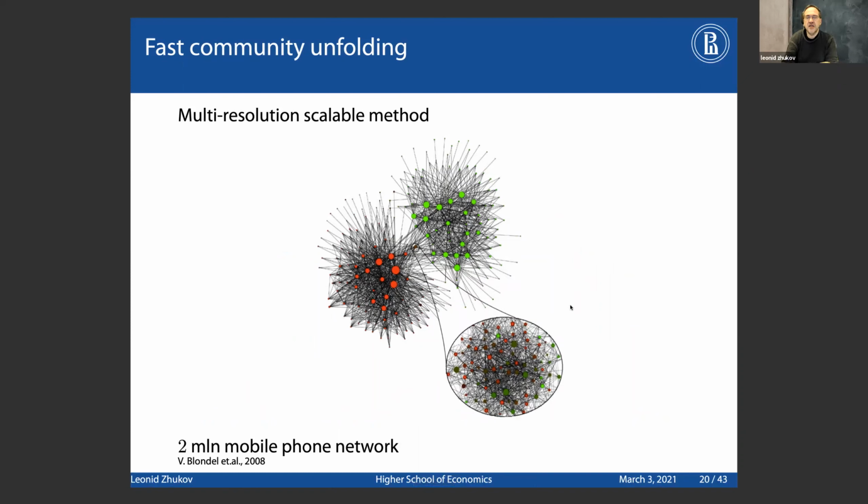Now, here I want to talk about a method that is probably one of the workhorses of today's community detection. It's called fast community unfolding. It's also called a multi-resolution scalable method, and also the Louvain method. And here is a demonstration of this method working on a pretty large mobile phone network of 2 million people, 2 million nodes. So it's actually quite large.